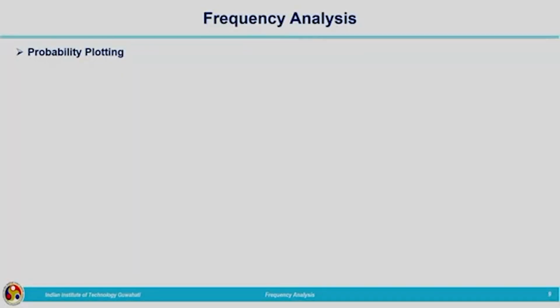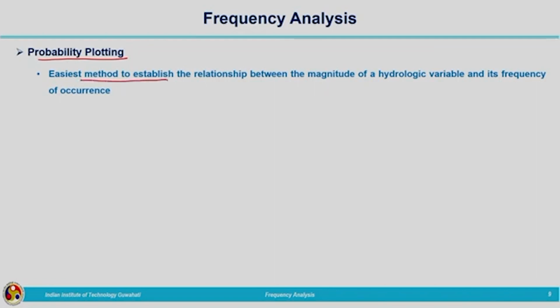Now, coming to frequency analysis, we will start with probability plotting. This is the easiest method to establish the relationship between the magnitude of a hydrologic variable and its frequency of occurrence.